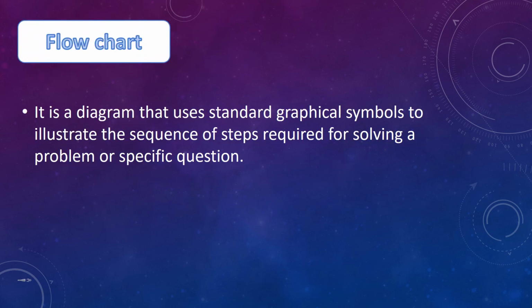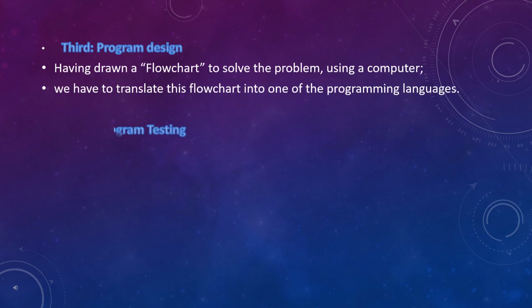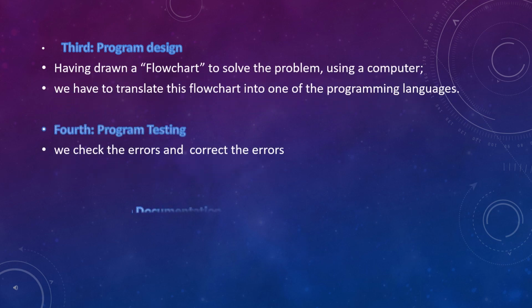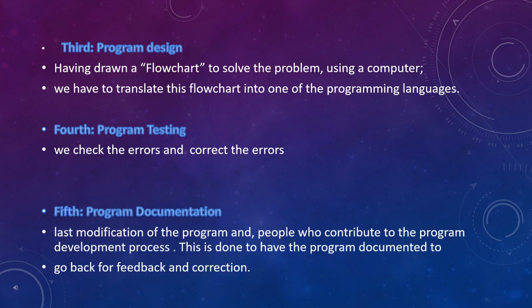Flowchart. It is a diagram that uses standard graphical symbols to illustrate the sequence of steps required for solving a problem or a specific question. Third, program design. Having drawn a flowchart to solve the problem, using a computer, we have to translate this flowchart into one of the programming languages. Fourth, program testing. We check the errors and correct them.